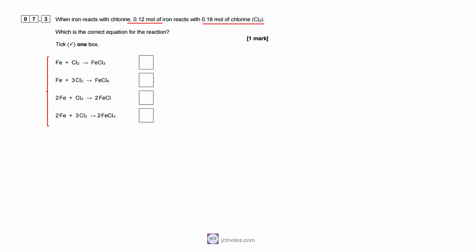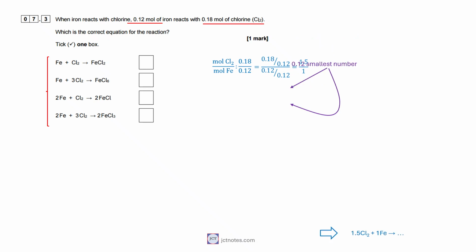The key is to use the mole ratio. We're given 0.12 moles of iron and 0.18 moles of chlorine. To find the simplest ratio, divide both numbers by the smaller value, which is 0.12. For iron, 0.12 divided by 0.12 equals 1. For chlorine, 0.18 divided by 0.12 equals 1.5. So the ratio is 1 to 1.5.